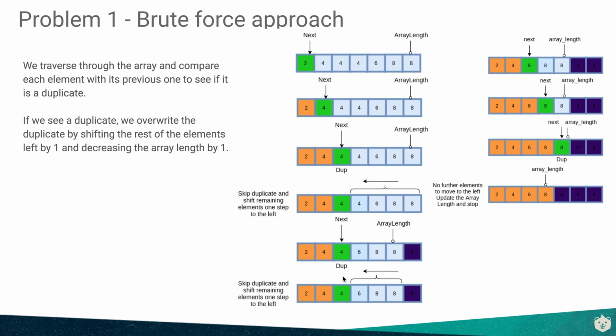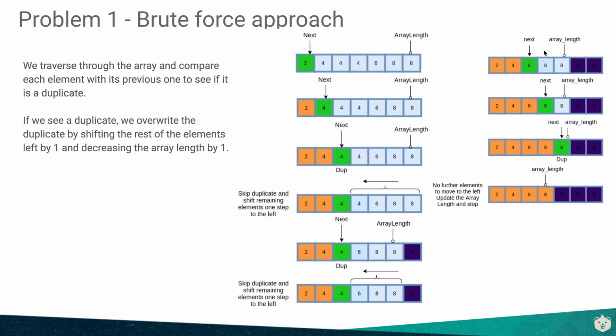In this case it is a duplicate. So you shift the rest of the array, all the way from one step right of the duplicate to the array length. In this case it's these 3 elements. You shift that one step to the left. Now you have an array which looks like this: 2, 4, 6, 8, 8. The last two positions are immaterial. So now you continue traversing.